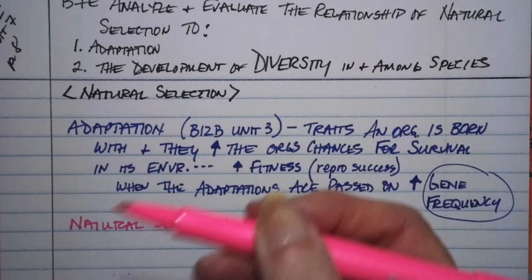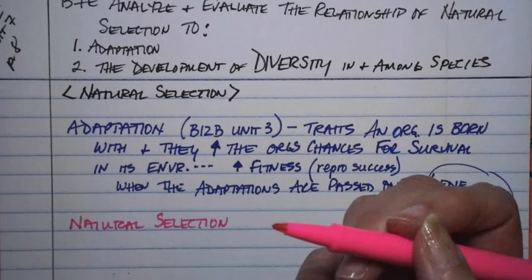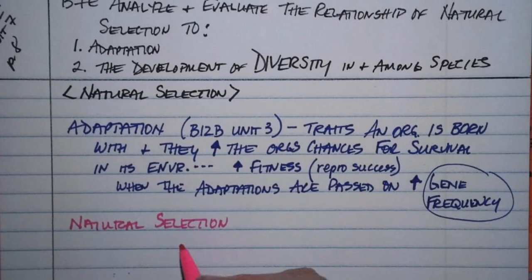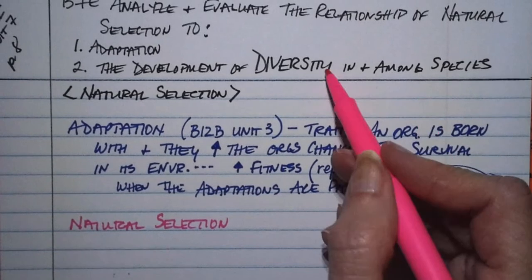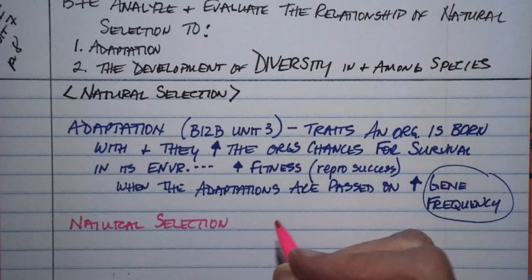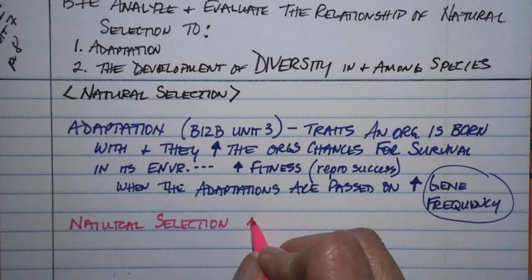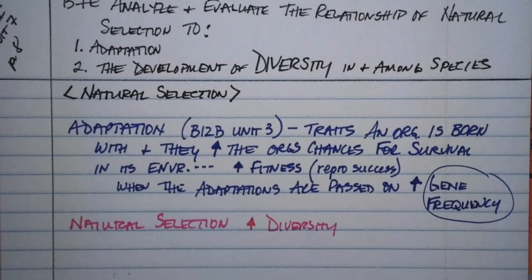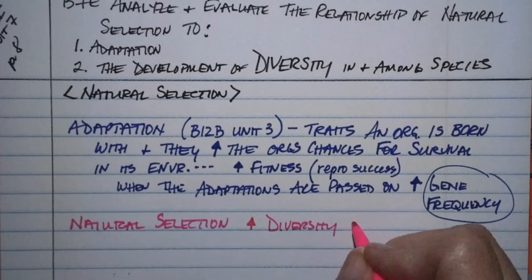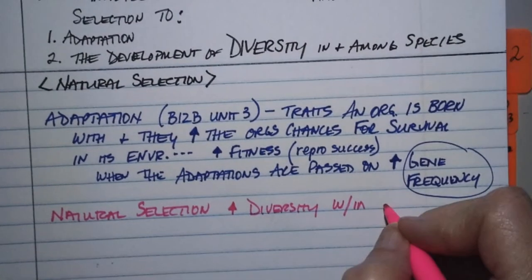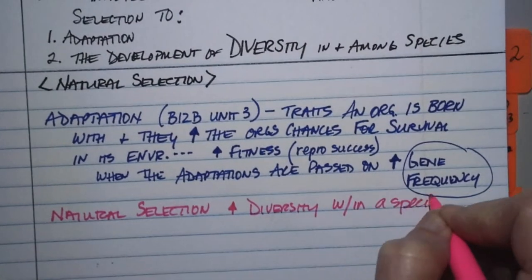Now we can look at natural selection and we can look at diversity within a species and between species. Okay? So natural selection increases diversity within and among, but we'll get to that in a minute. Within a species by creating organisms that are uniquely adapted to their environment.